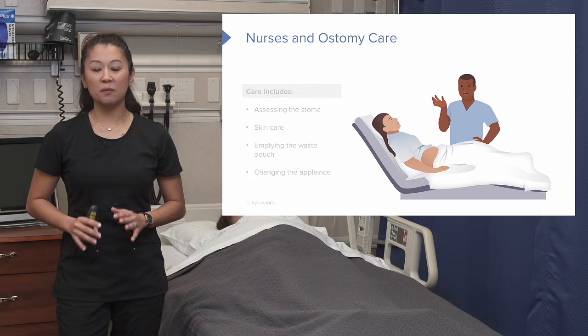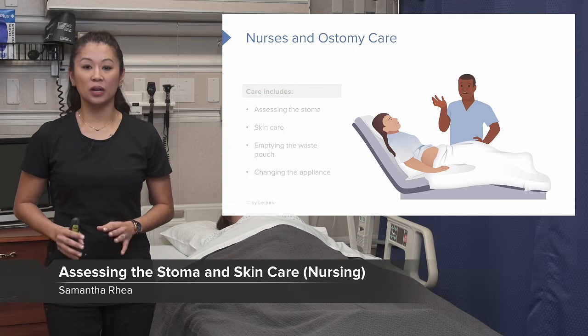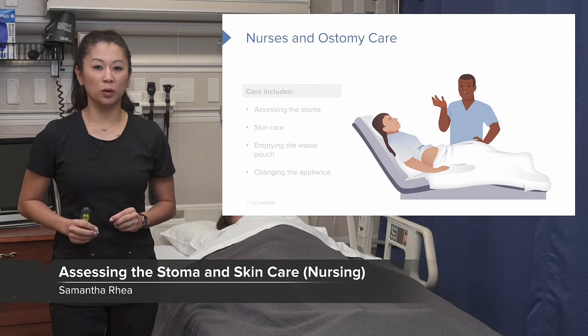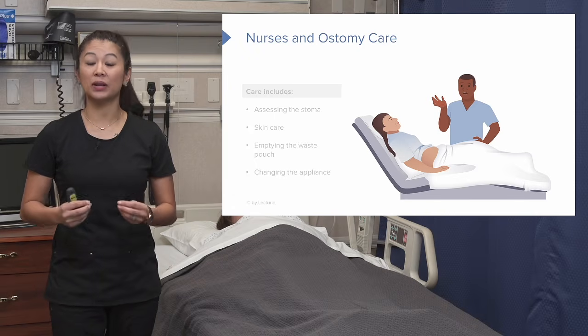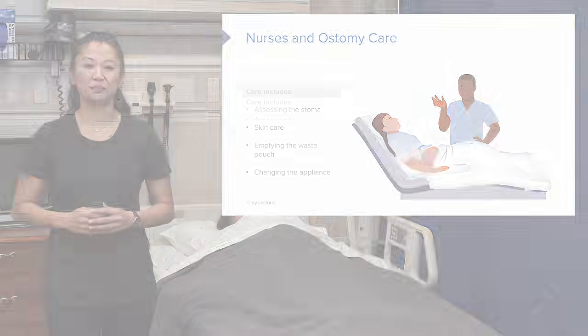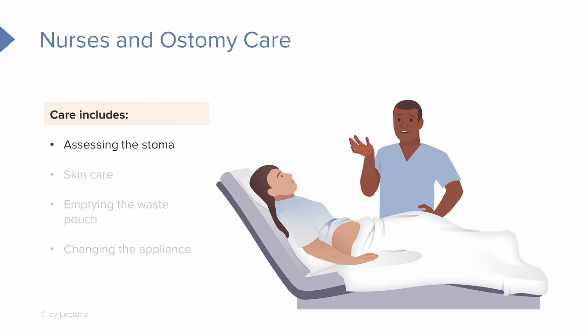Now, when we're talking about ostomies and nursing care, there are some really important pieces post-operatively and for established ostomies that we need to be aware of and talk about. So when we're talking about care for an ostomy, we need to assess the stoma, provide really good skin care, empty the waste pouch, and change the appliance. There's quite a bit to each one of these, but I'm going to take you through those.